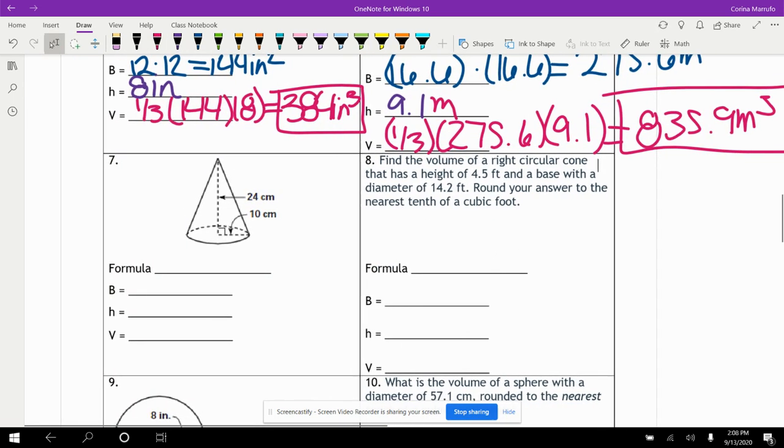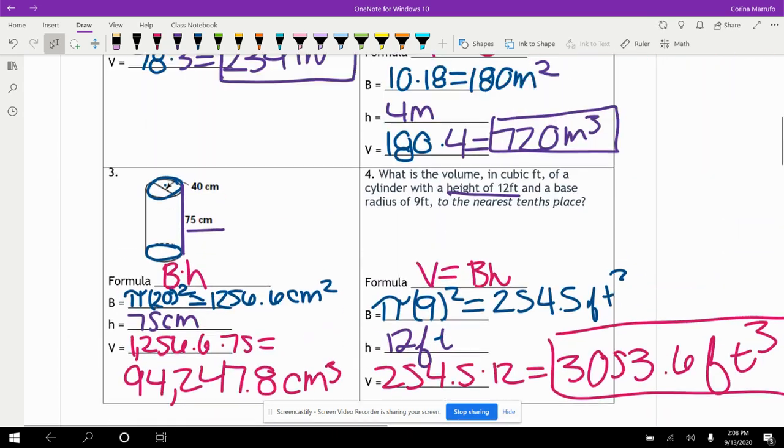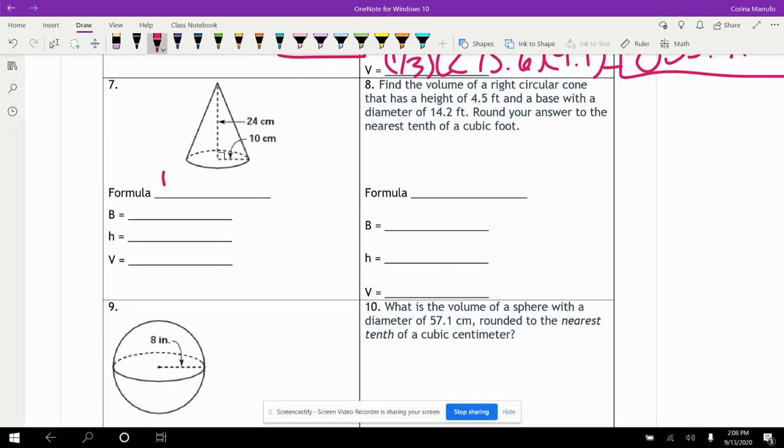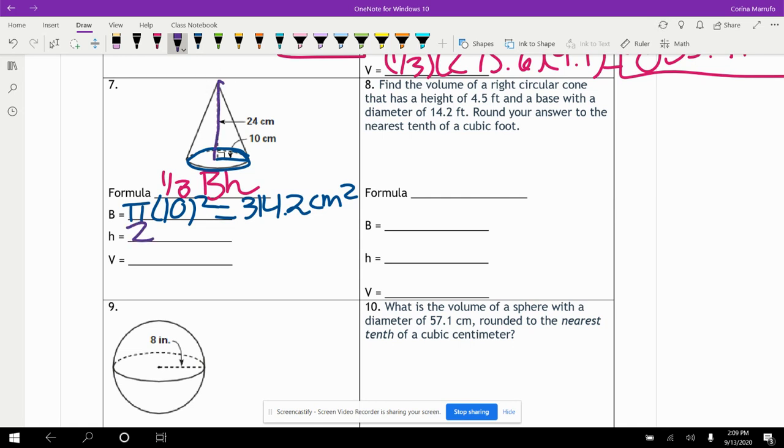All right, next one. This one is a cone. With your cones, use the same formula as a pyramid. So our formula is going to be 1/3 big B times little h. Our big B stands for the area of the base. In this case, our cone's base is in the shape of a circle, so pi r squared. Pi, our radius is 10, squared. We put that in our calculators, and that gives us 314.2. And our units are centimeters squared. Then the height of our cone is 24 centimeters.